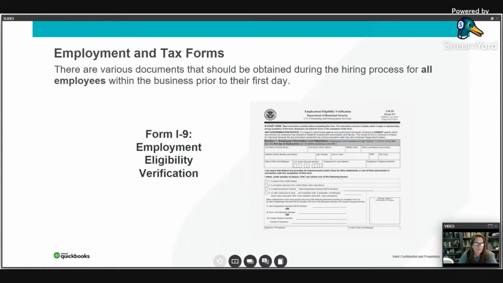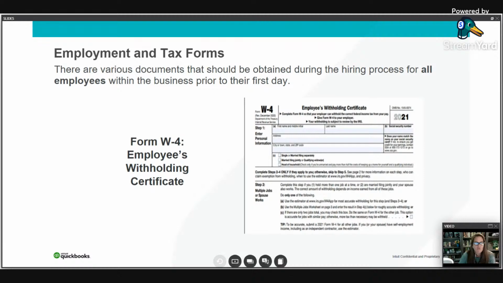Employment and tax forms. There are various documents that should be obtained for the hiring process. First one, I-9, employment eligibility verification. On the form, the employee has to attest to their employment authorization. They have to present certain documents to prove that they're eligible to work in the United States.